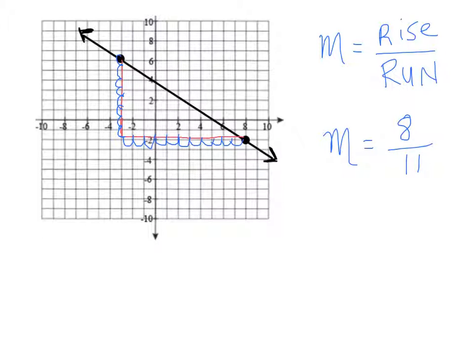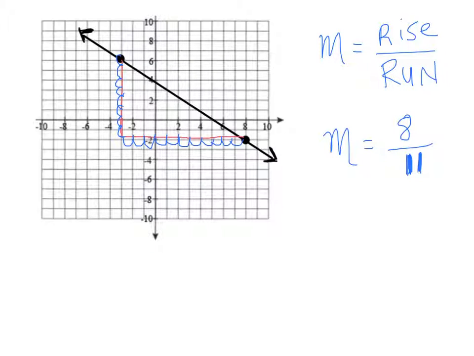Well, I already wrote 11 there. So anyway, I guess I gave it away. Sometimes I do that. I'm sorry. But yeah, that's 11 units in the run. So 8 over 11 is the slope of this line.